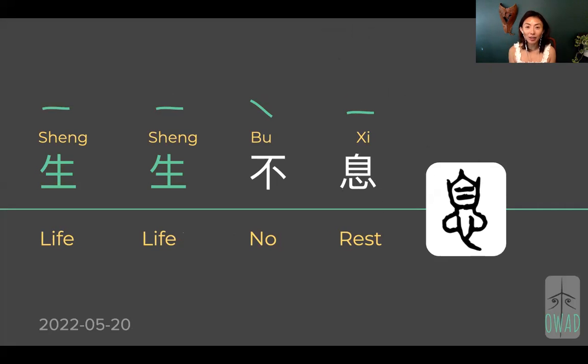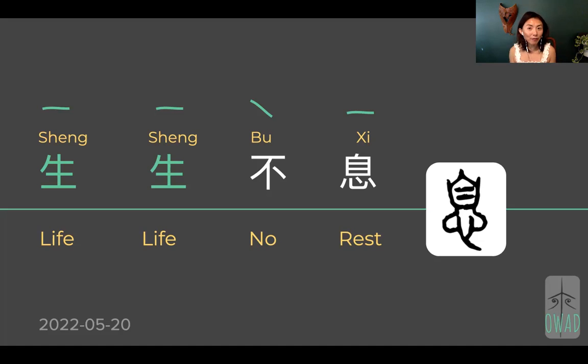Here we have 生生不息, with 生 repeated twice. When Chinese repeat the same character twice next to each other, most often it has some sort of meaning. It's intended. It's not just because we are out of characters, so we have to use it twice. So 生生不息 has to be something about life when we say it twice next to each other. Actually, it does, right?